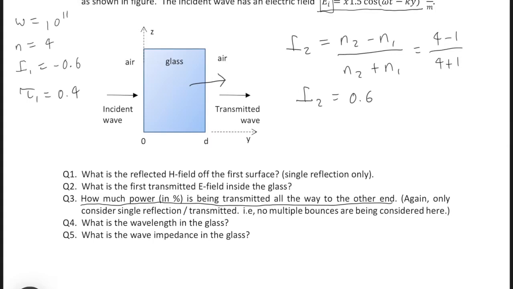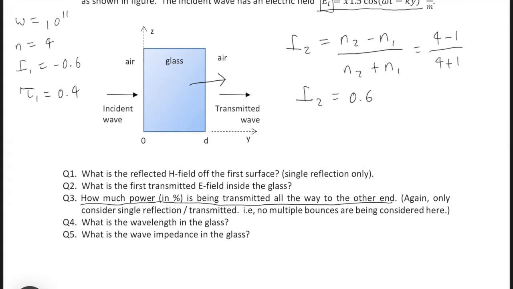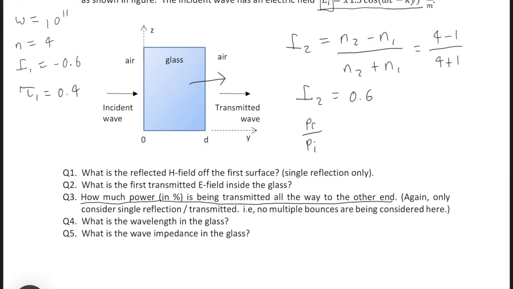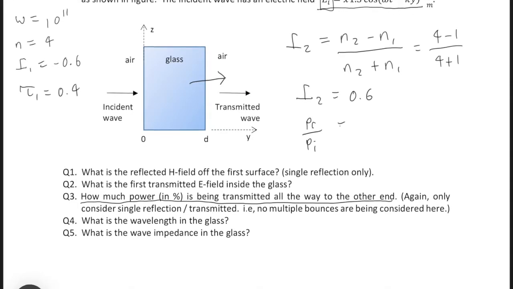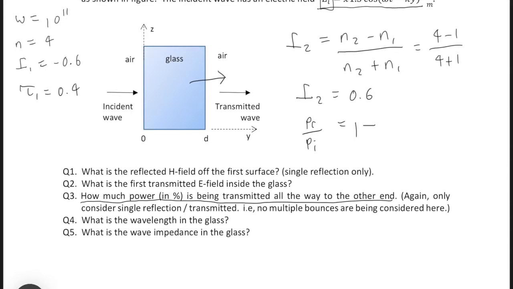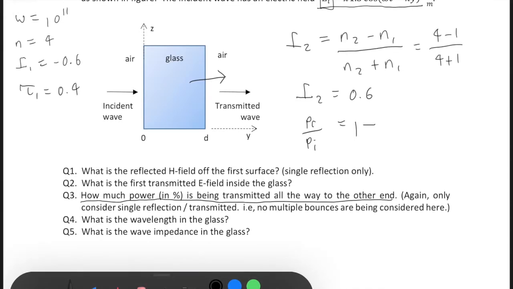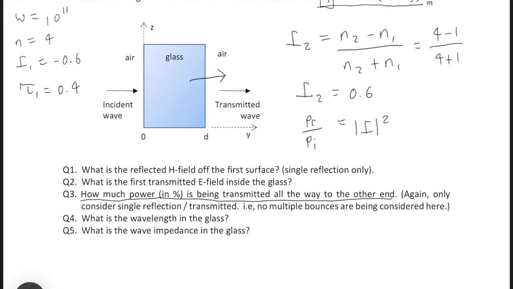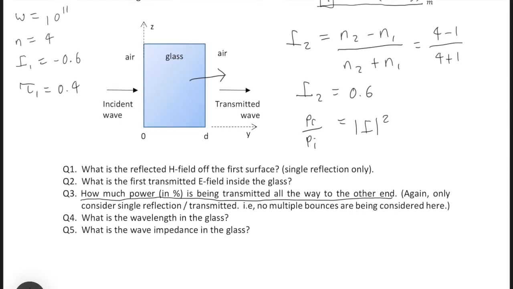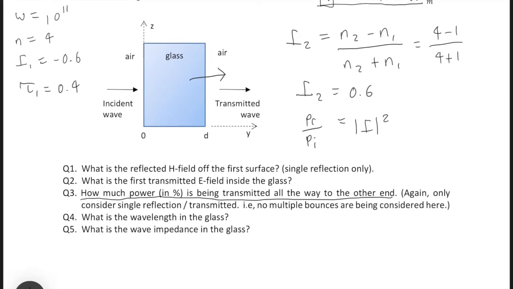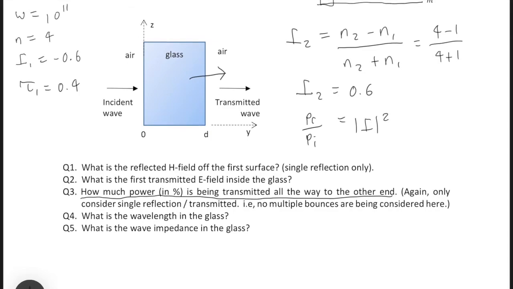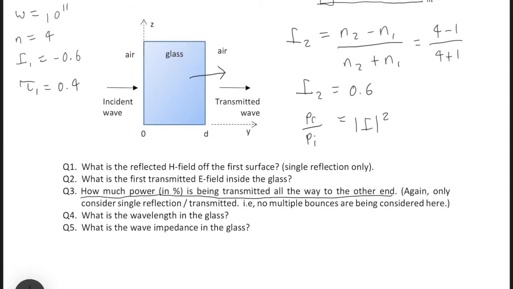All right, so after finding that gamma, we can also find our power. Our power, P_R over P_I, is equal to gamma squared. And the reason for this is because the reflected wave and the incident wave are in the same medium and with the same impedance. So the power ratio can be rewritten as gamma squared.